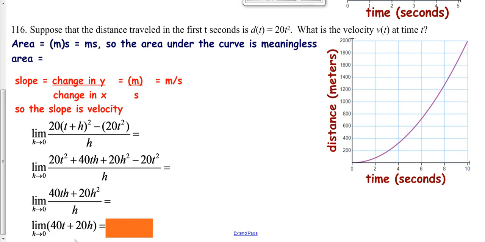Now that we no longer have an h in the bottom, we can actually plug in 0 for h. Because if you tried to plug in 0 for h anywhere along here, you would have got an indeterminate form of 0 over 0. But now that we no longer have h in the bottom, we can go ahead and work that out. So we plug in 0 for h, and we get 40t with the appropriate units of meters per second.